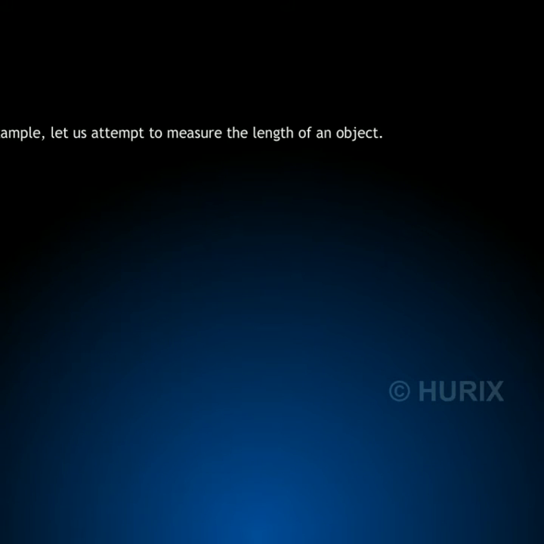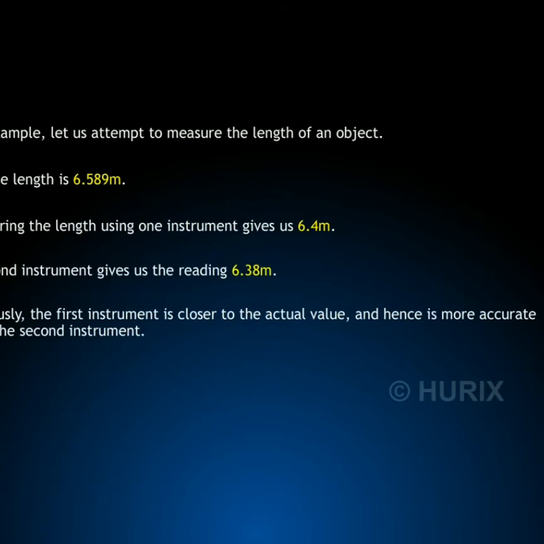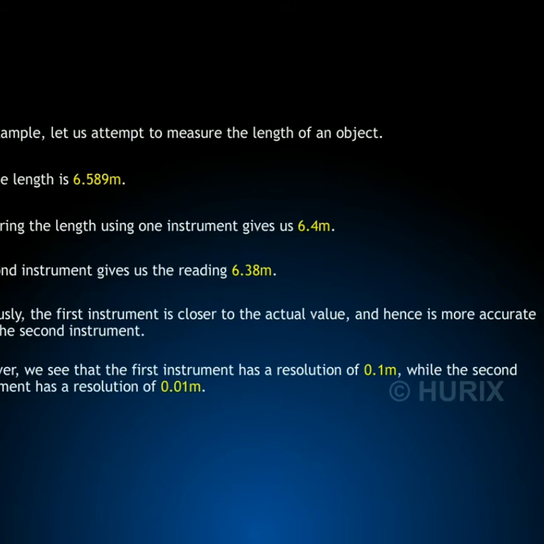For example, let us attempt to measure the length of an object. Its true length is 6.589 meters. Measuring the length using one instrument gives us 6.4 meters. A second instrument gives us the reading 6.38 meters. Obviously, the first instrument is closer to the actual value and hence is more accurate than the second instrument. However, we see that the first instrument has a resolution of 0.1 meters, while the second instrument has a resolution of 0.01 meters. Thus, the second instrument is more precise than the first one is.